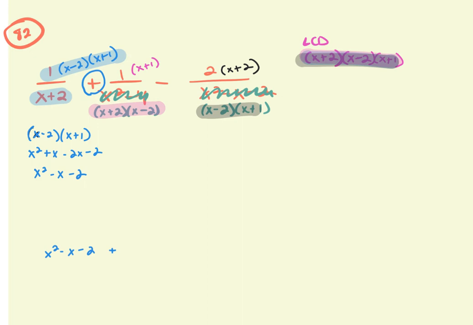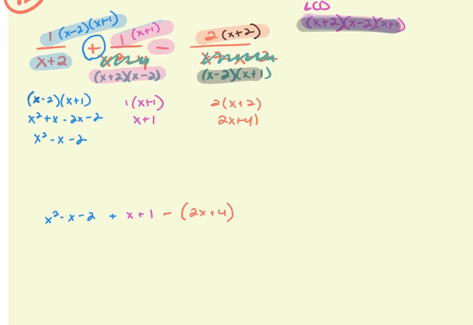On the next one, I have 1 times x plus 1, which is just x plus 1. So that's going to go where the second one should go. And then I have a minus in between here, and that's important because it's going to change the sign of anything that comes after it. So then I go to that third numerator, and I would distribute that 2 times x plus 2, and I'd get 2x plus 4. And all of that is going over my least common denominator.